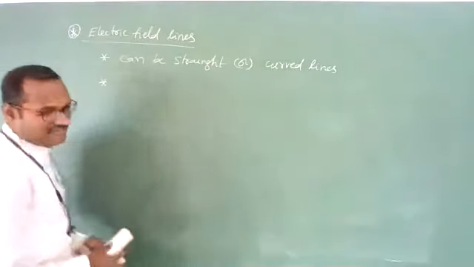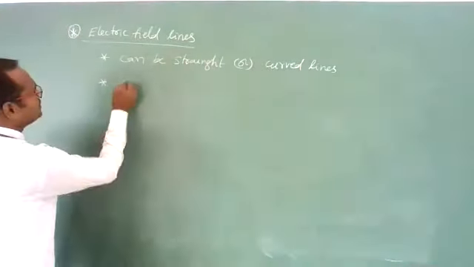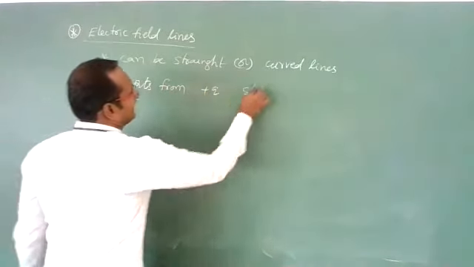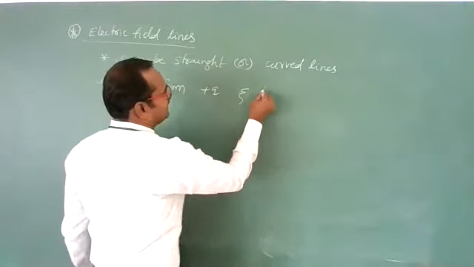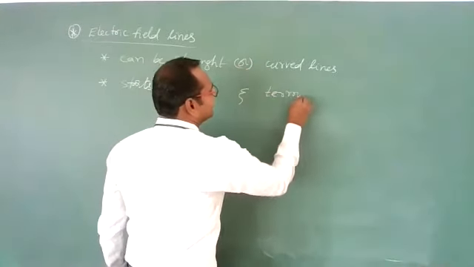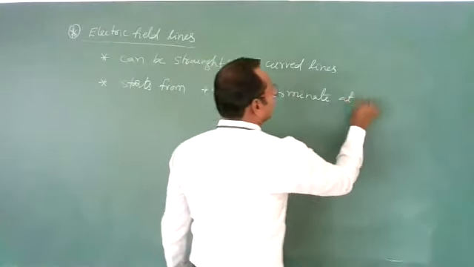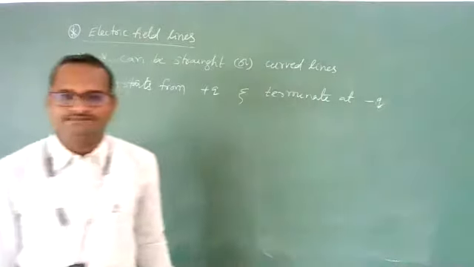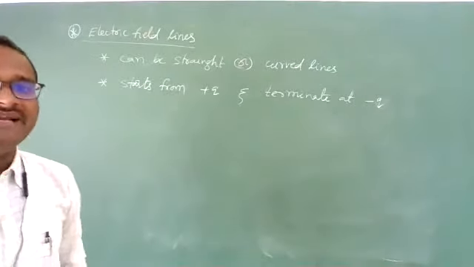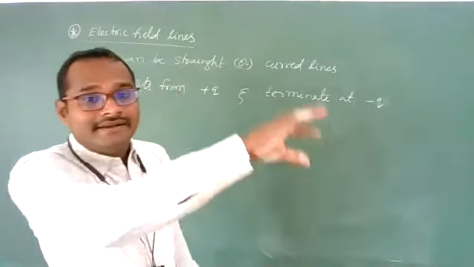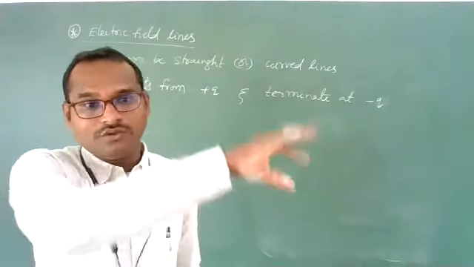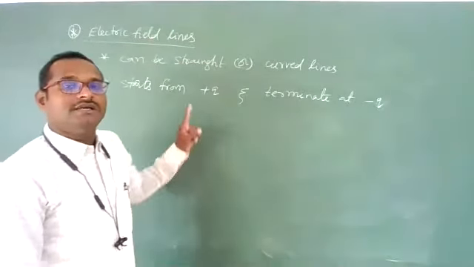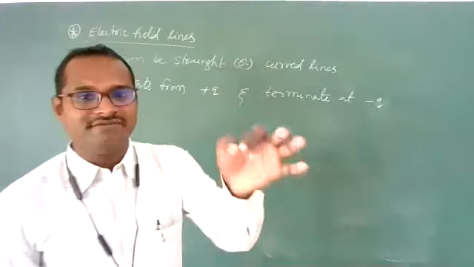Electric field lines always start from a positive charge. Important point. They start from a positive charge and terminate, meaning end, at a negative charge. Magnetic field lines start from the north pole and end at the south pole outside the magnet, and inside the magnet they continue as well. But electric field lines start from a positive charge and end at a negative charge.